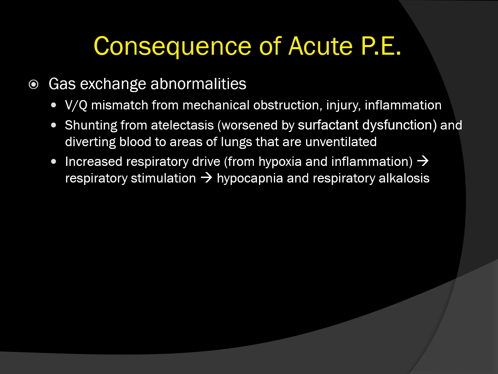We also have some shunting by diverting blood that can't get to one part of the lung to areas of the lung that are unventilated. So we can force blood away from a zone that it would have gone to, to a poorly ventilated or unventilated zone. That can contribute to VQ mismatch or even shunting.